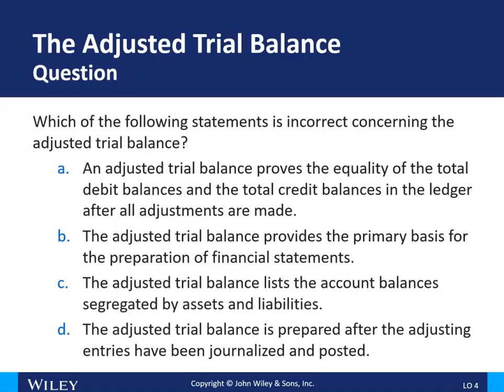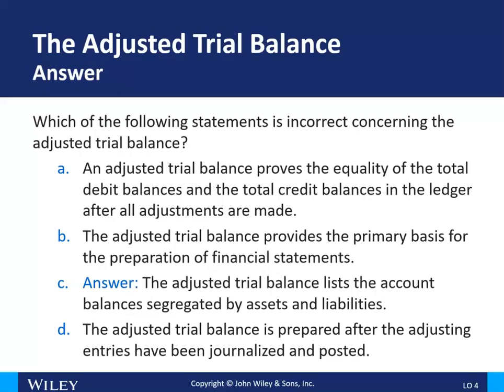So which of these is incorrect? And that is the adjusted trial balance lists the account balances segregated by assets and liabilities. Okay, we may have it in that order, but it's not segregated, so we don't have a total assets and total liabilities. That would be the balance sheet. So even though they may be listed in order or grouped by assets and liabilities, they are not segregated by those.